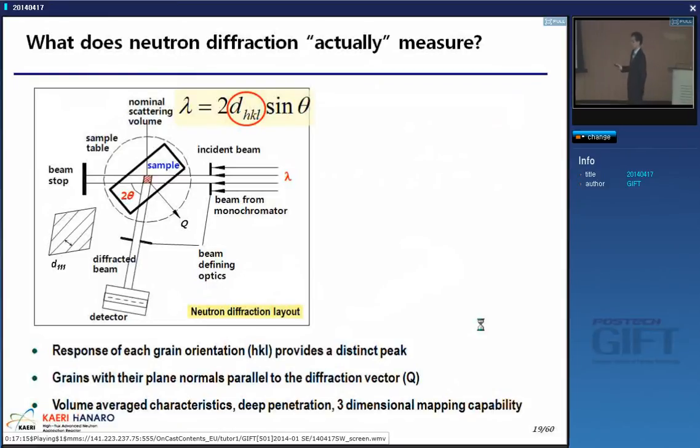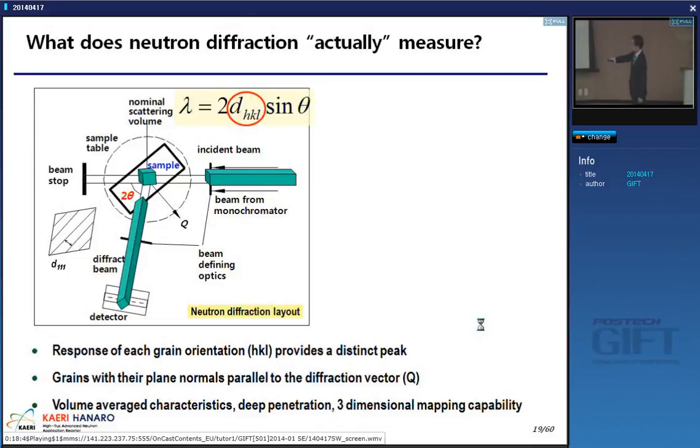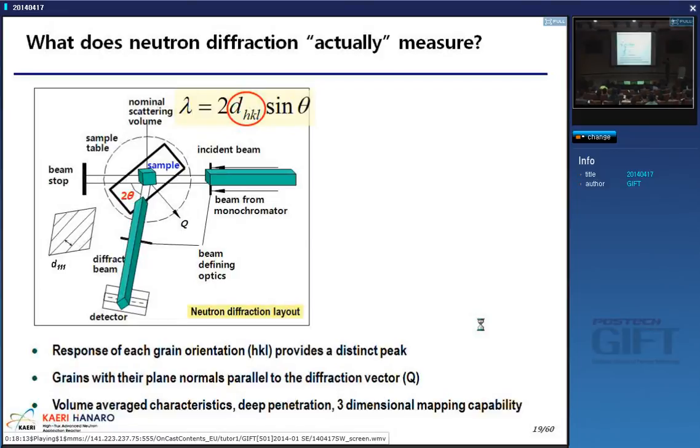So we can have some questions. What can neutron diffraction actually measure then? So going back again, one wavelength comes in, there is some slit, about two millimeter, 5 millimeter, the beam comes in and is put on the sample, and then diffracted at some angle, right? So what does neutron diffraction actually measure? It depends on HKL, whether 111 or 200, whatever. The response from each grain orientation provides a distinct peak. That means depending on the angle, each HKL peak comes out, okay? And we can measure this spacing parallel to the normal direction. We call it the Q vector, this way, okay? So if this sample has a d spacing, the 111 plane is like that, that is the normal. The normal component we can measure.